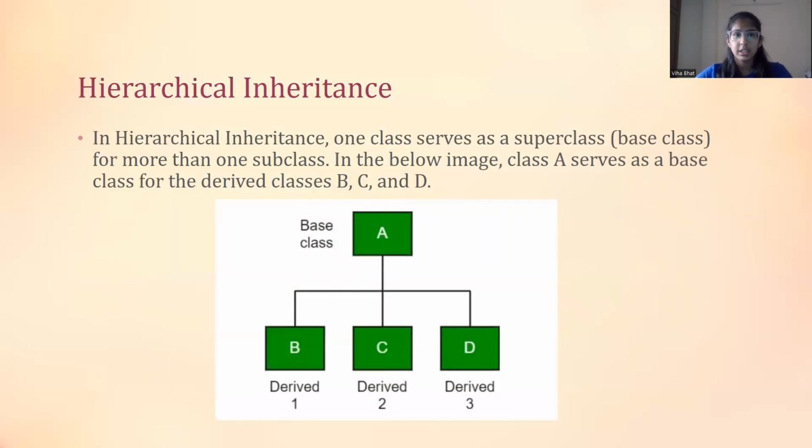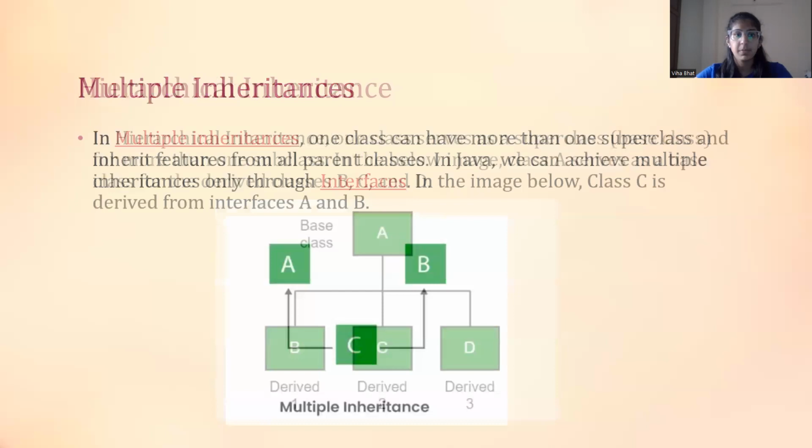Next is hierarchical inheritance. So here one class serves as the superclass or the base class, and from that more than one subclass is created. So as you can see in the image, A is the base class and three other derived subclasses have been created, namely B, C, and D.